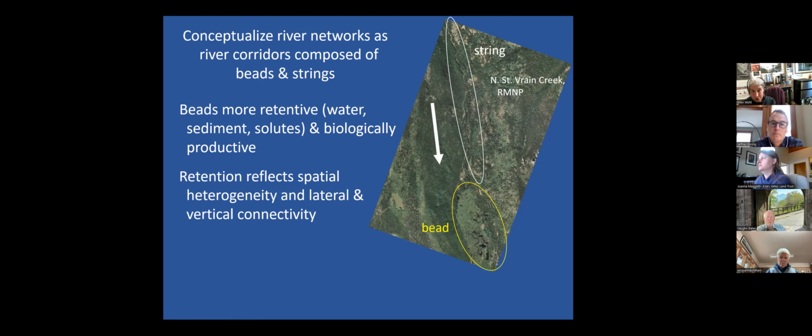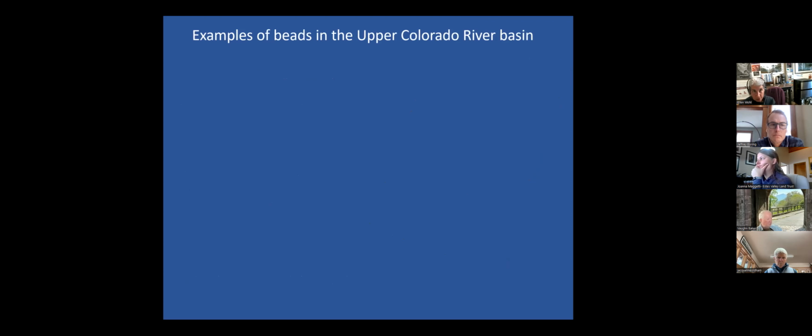And again, that retention of the material really reflects that patchiness or that spatial heterogeneity and the ability for material to spread across the floodplain, so to move laterally and to go into the subsurface vertically. The beads are also the places that can absorb change, whether it's something like wildfire or flood or whatever we may do that disturbs the river network.